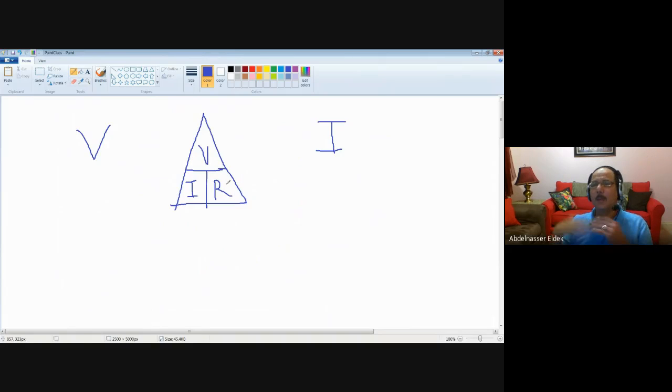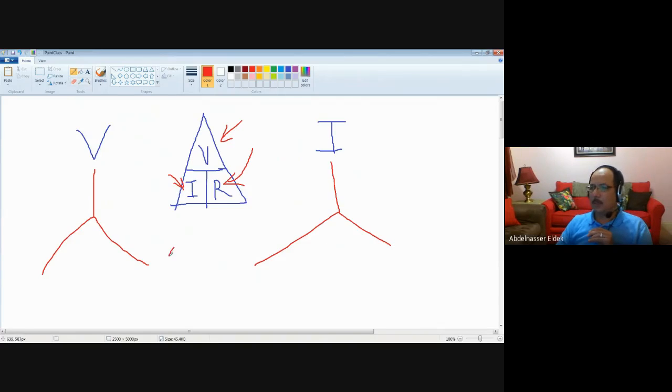So how do you calculate voltage or current using Ohm's law? You must know two of these three: 1, 2, 3. If you know two, you can calculate the third. Very easy, because V equals I times R. If you know any two of them, you can calculate the third. So the first way to calculate voltage or current is Ohm's law.